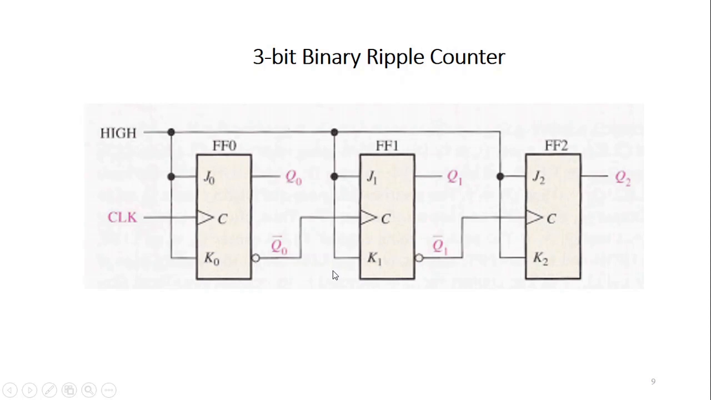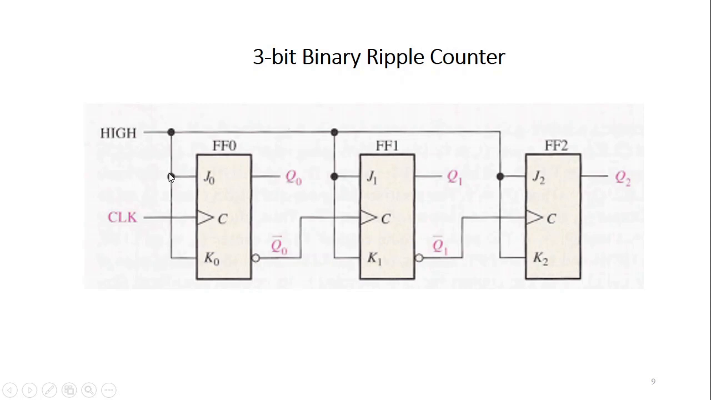This is the design of a 3-bit binary ripple counter. This is implemented using JK flip-flops. J and K inputs of the flip-flops are connected to the high level line. When a high input is applied to this line, both J and K inputs are having the high value.